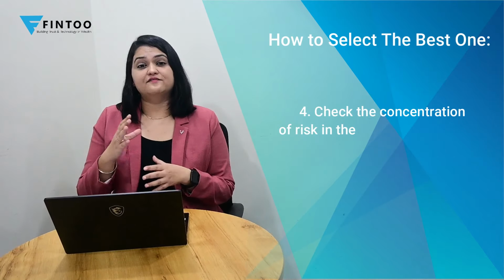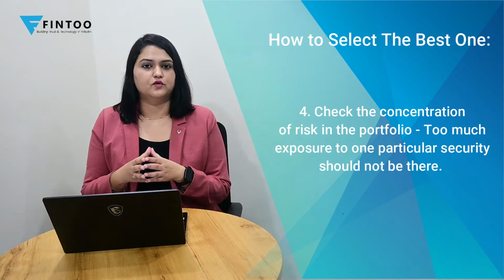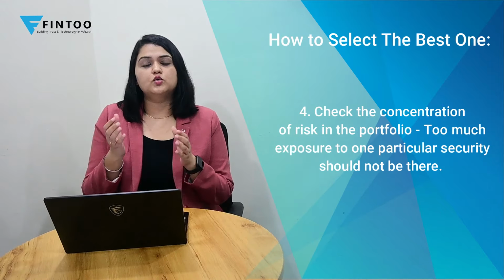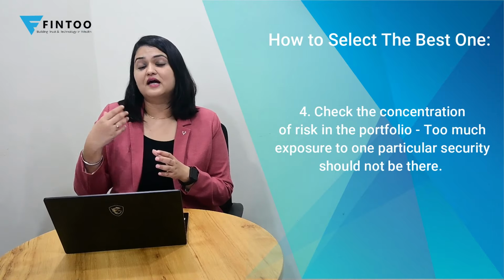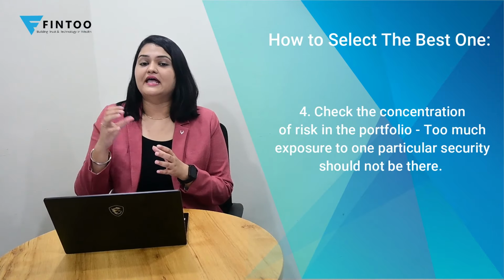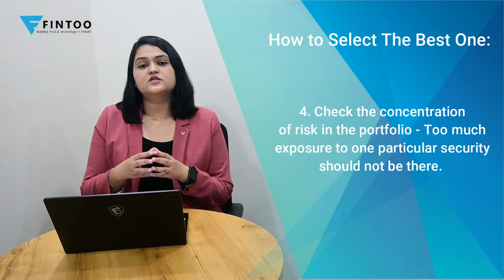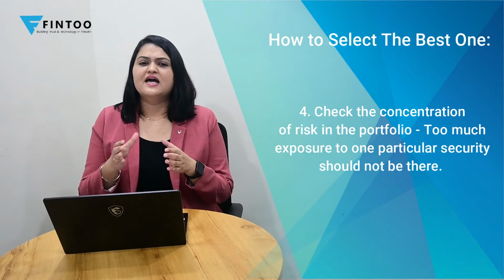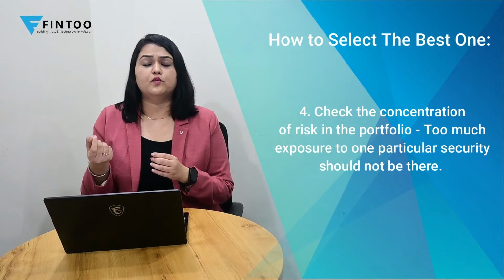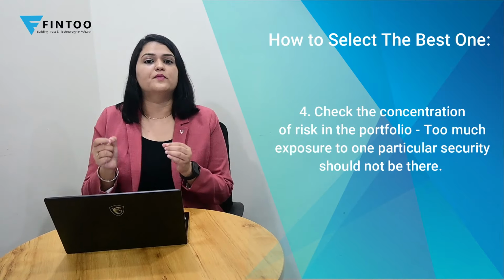Fourth is to check the investment portfolio to understand the concentration risk of the portfolio. Too much exposure to one particular company should not be there, because if that company defaults, then the NAV of the fund will fall drastically. What we need to do is check the portfolio and understand that it is well diversified, and even if any one company from the portfolio defaults, it should not adversely affect the performance of that particular scheme.